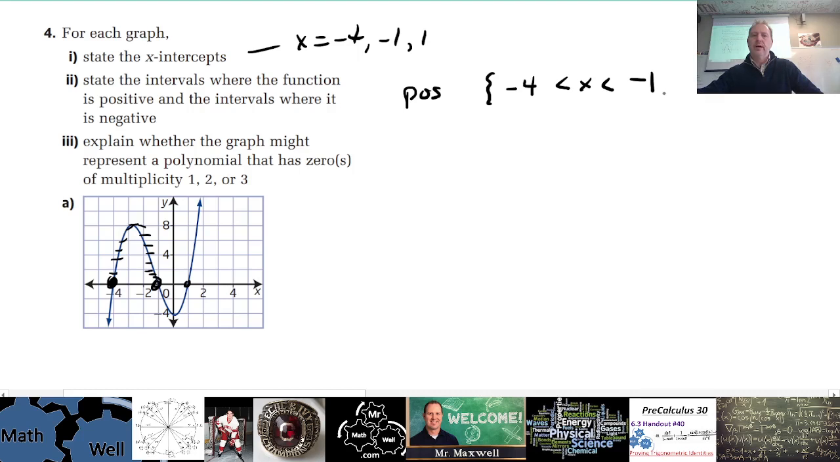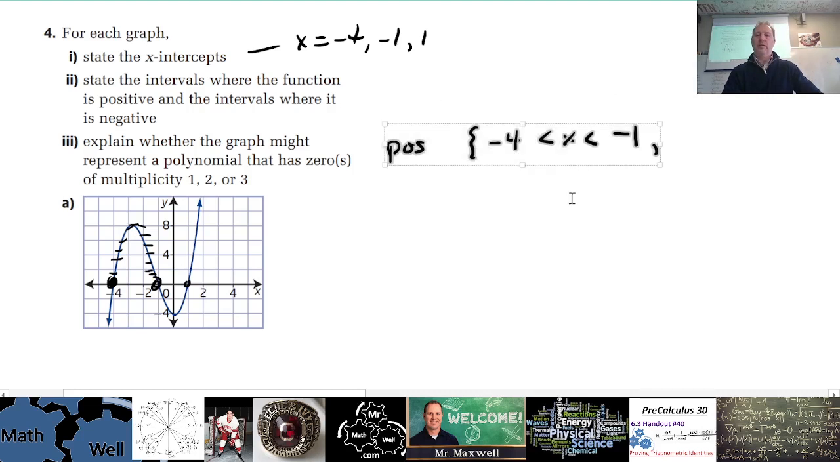Whether you include 0 or not, I don't know. Probably not. 0 is not really positive or negative, so let's not include it. But between -4 and -1, that's the interval where this graph is positive. And then also greater than +1. You could just put a comma there maybe. But greater than +1 would be what you'd put next. So x greater than 1. Okay? So that's where it's positive.